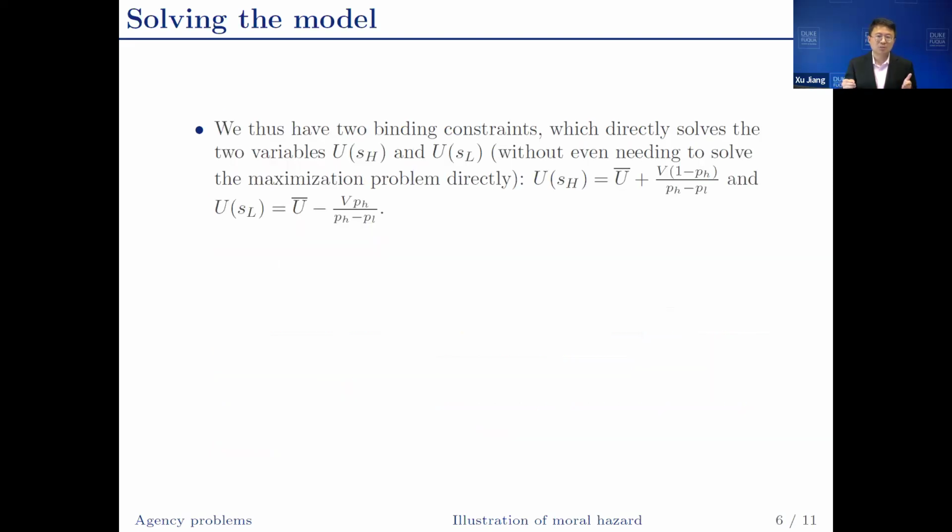So we have 2 binding constraints and 2 unknowns. We can directly solve them, and this is the contract.